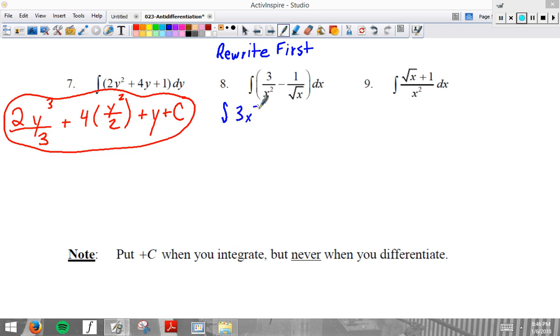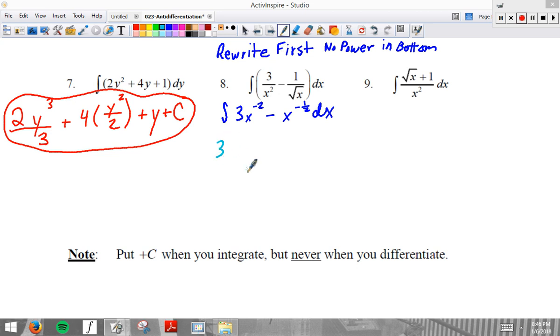Rewrite with a negative power. We don't know how to handle powers when they're in the bottom. No powers in the bottom, in the denominator. How do we rewrite this? Well, we have to know the square root is a 1/2 power. So altogether, that's a negative 1/2 power, dx. And now that I've rewritten it, now we can integrate.